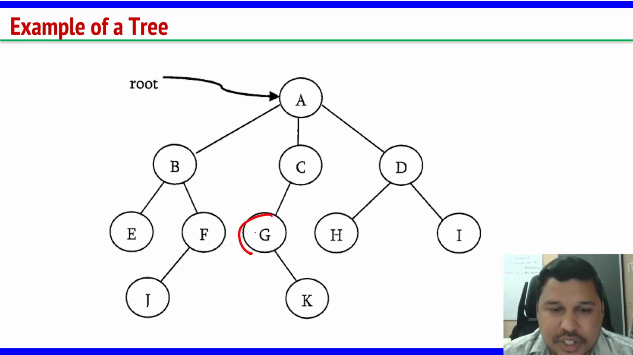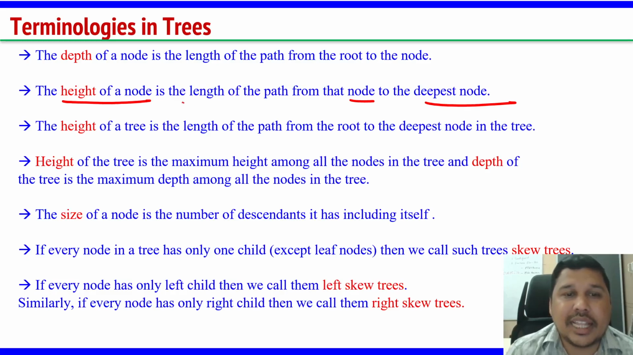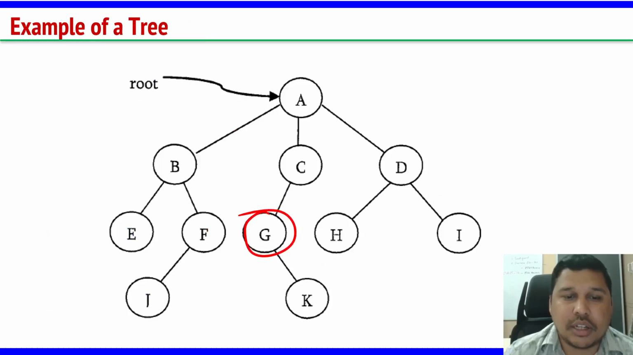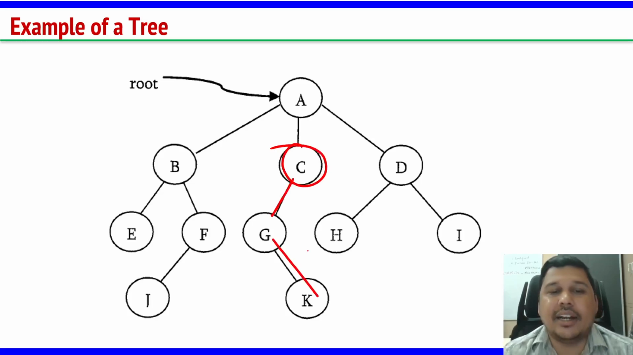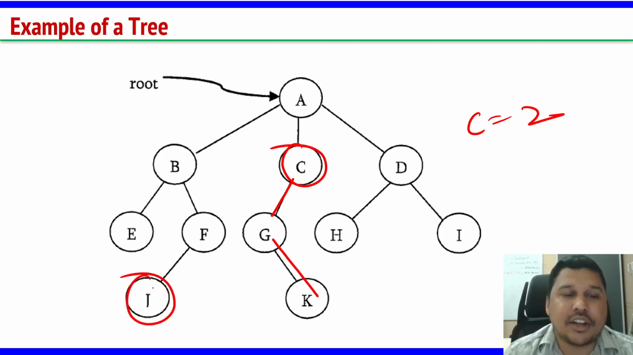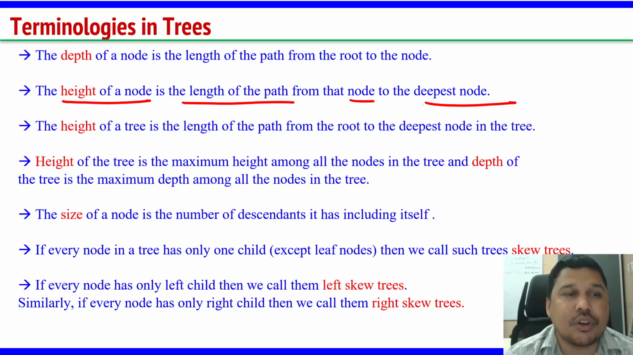So let's take the example of G. What is the height of this G? From here, see, the length of the path from that node to the deepest node. So from G, the deepest node is here only, K only. But if I take C, the height of C, if you see, this is the length to the deepest node. So the height of C is 2. Okay, if you see the height of J, this is 1, 2, 3, right? That way you can find out the height of the node.